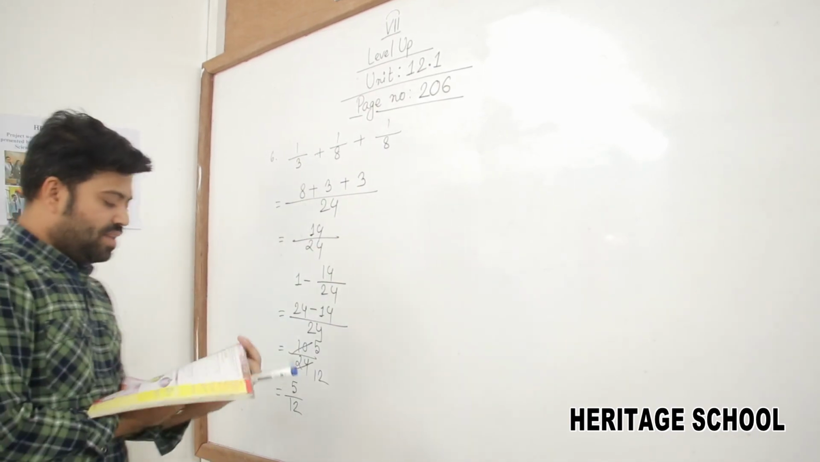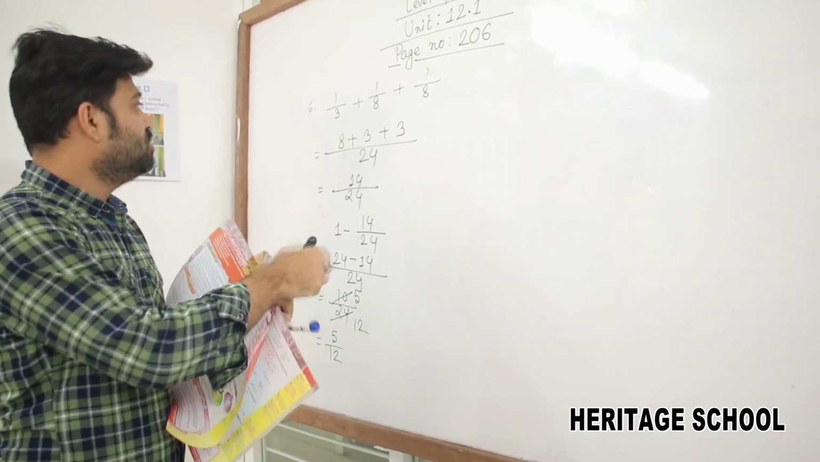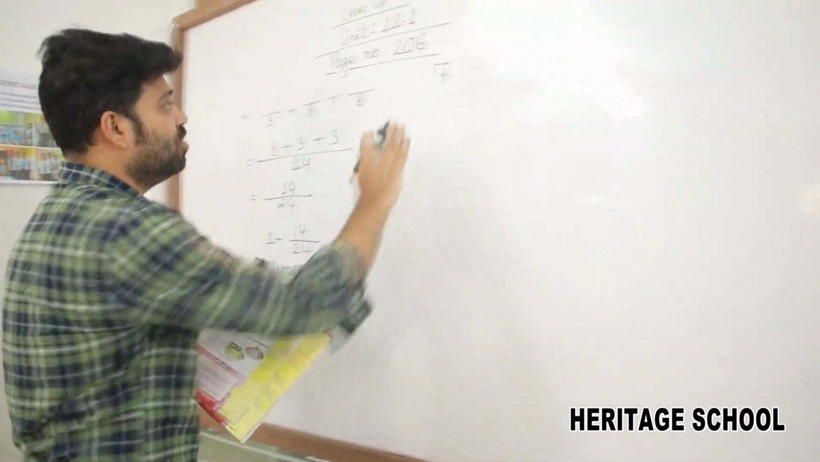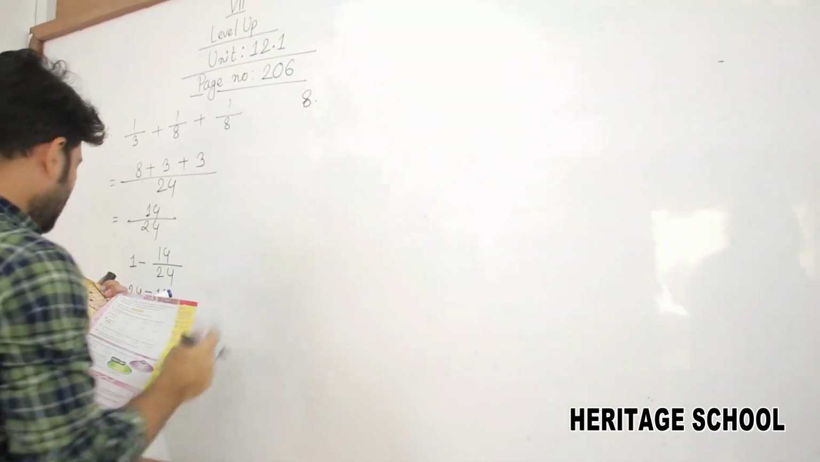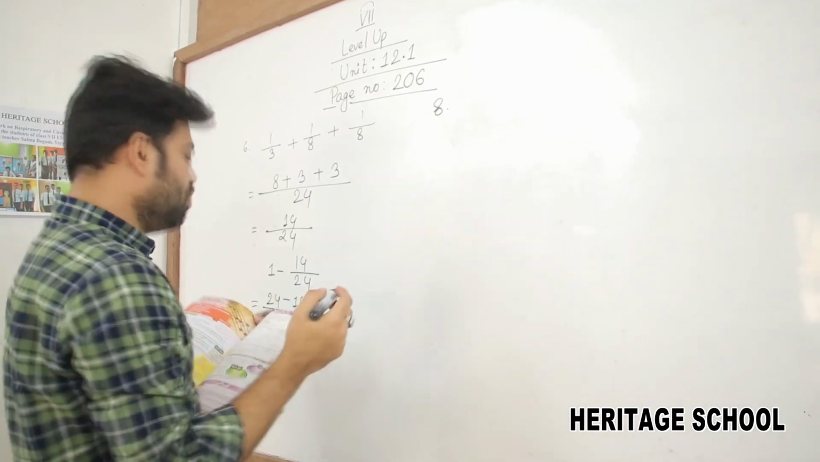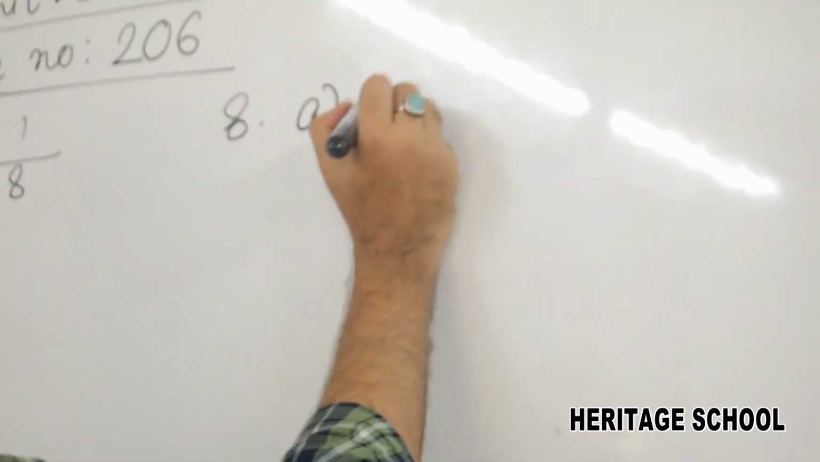I'm solving number 8. I think you can solve number 7 at home. Let's solve some maths from number 8. It's an addition of fractions. The fractions are in a mixed form. So look at here.